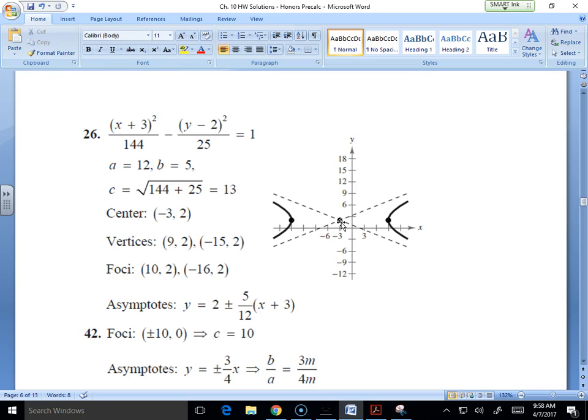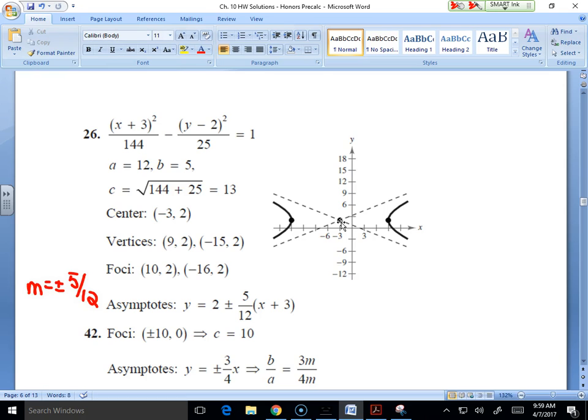Now the asymptotes on this one, guys, they don't just have you write the slope of the asymptotes. The slope of the asymptotes would have been plus or minus 5 over 12. Because remember, rise over run, we use the y value over the x value, so 5 over 12, b over a in this case.